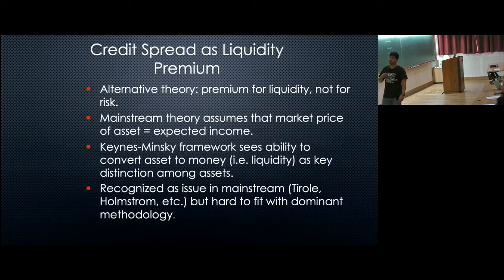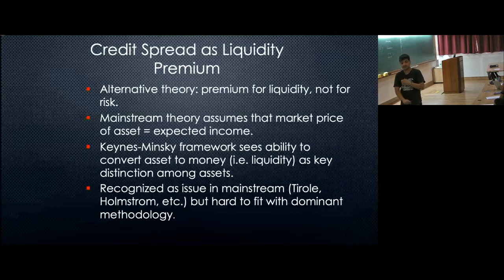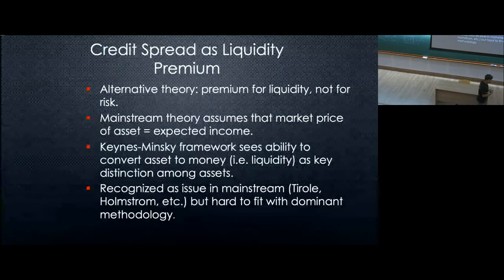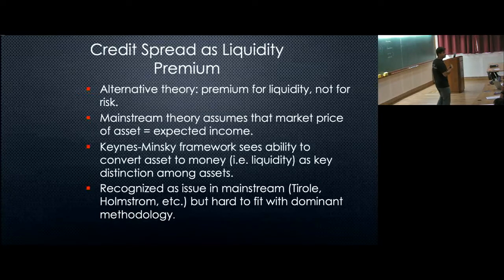Increasingly, it's recognized as an issue in mainstream economics. Jean Tirole, who won the Nobel Prize a couple of years ago, Bengt Holmstrom and others have tried to come up with the theorization of this. It's much more difficult than the simple credit risk argument, and it doesn't fit with the dominant methodology. So this is a set of areas in which people are trying to look at the shiftability of assets and trying to understand how this works. All right.